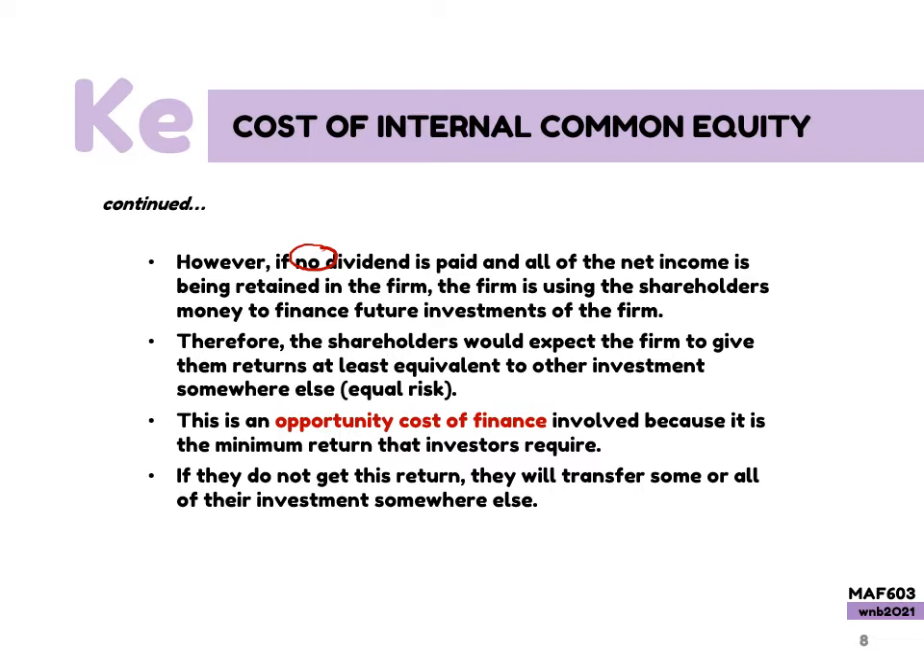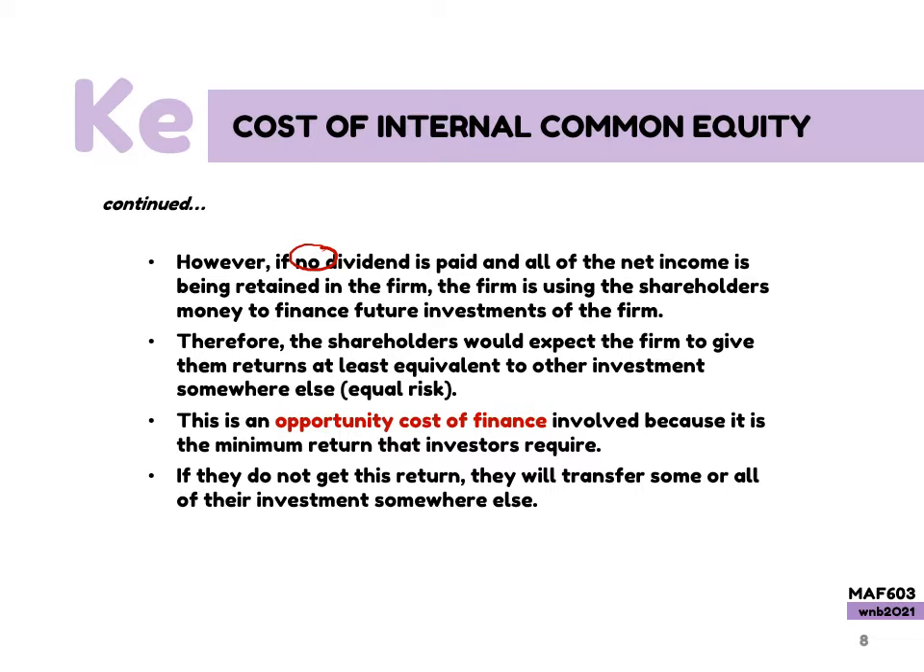Therefore, the shareholders would expect the firm to give them returns at least equivalent to other investments somewhere else. We can say this is an opportunity cost of finance, because it is the minimum return that is required by the investors. If they do not get this return, they will transfer some or maybe all of their investment somewhere else. Logik lah kan? Kalau kita tak dapat minimum apa yang kita nak, we might consider to invest somewhere else.